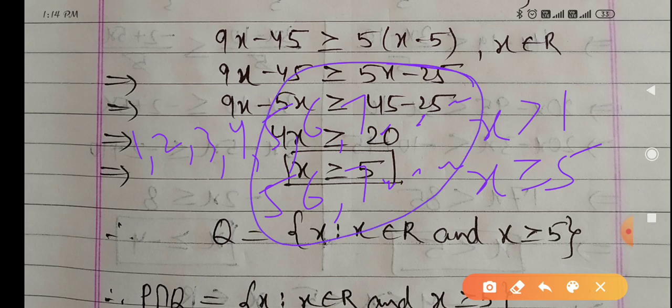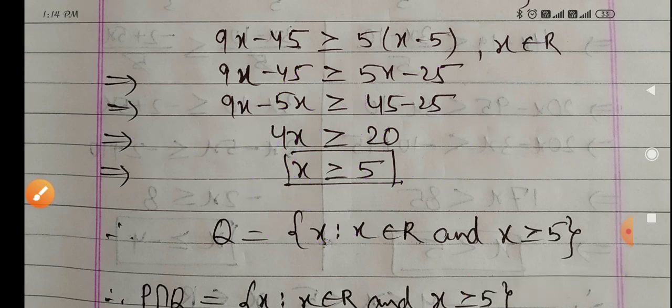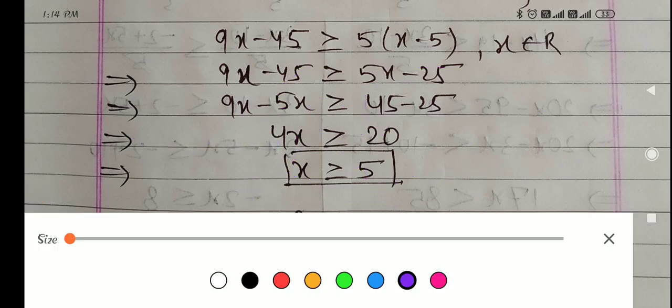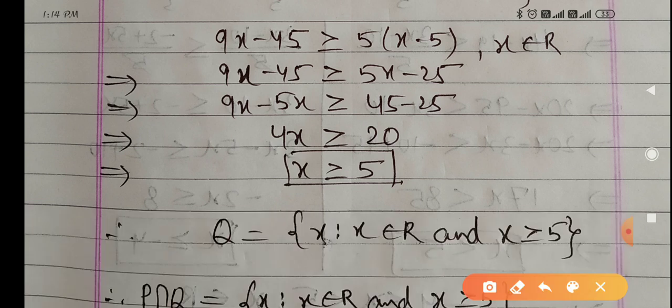One more time, I am changing my brush color so that you can see very well. 1, 2, 3, 4, 5, 6, 7 and so on. You can see this portion is common in both the inequations. So 5, 6, 7 means greater than 5.